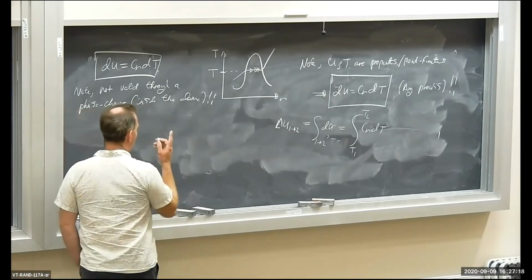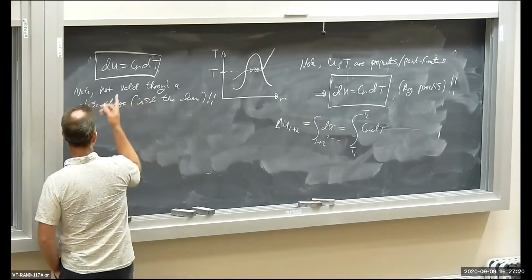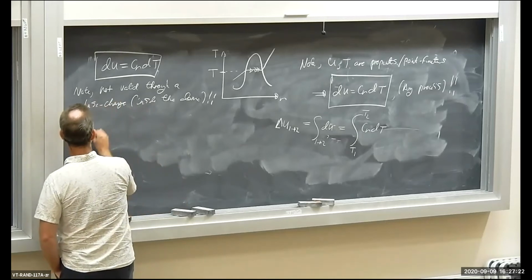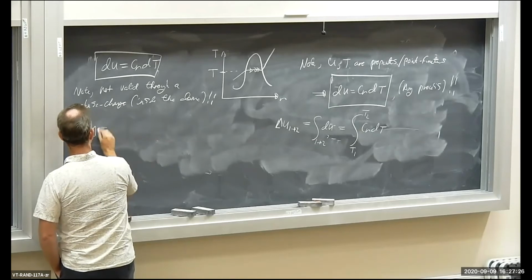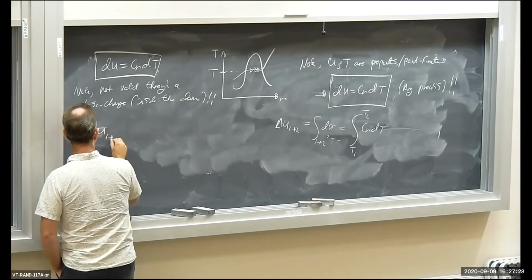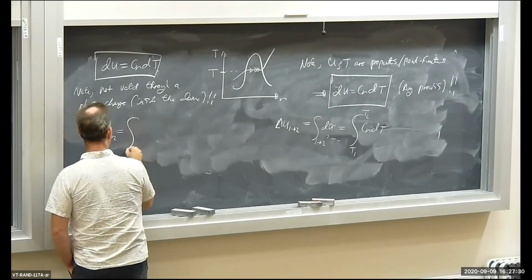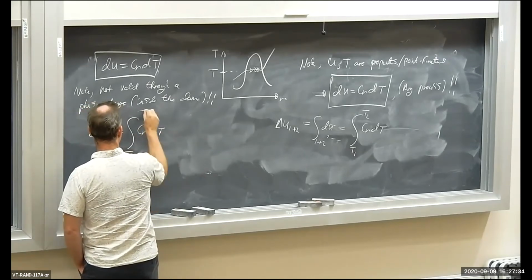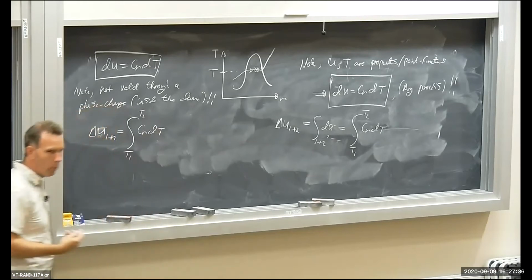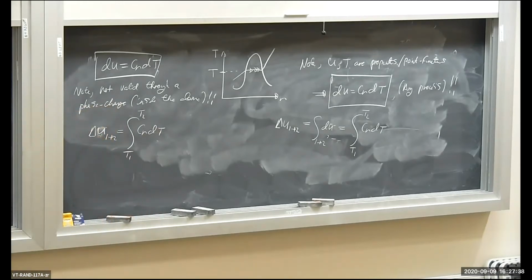Again, the overall process version of this, if I integrate this equation for a finite, an overall process, delta U from 1 to 2 is equal to the integral of CV dT from T1 to T2. So if you want to find delta U, you just have to integrate the property relationship.